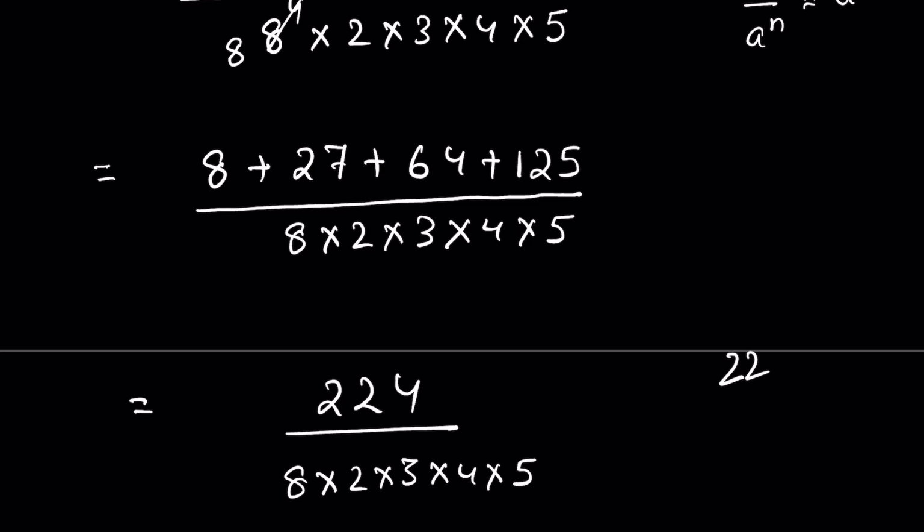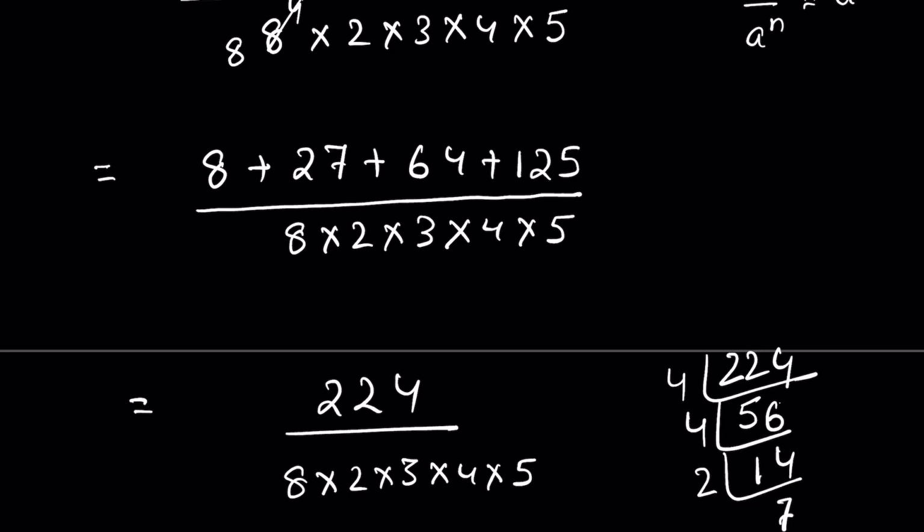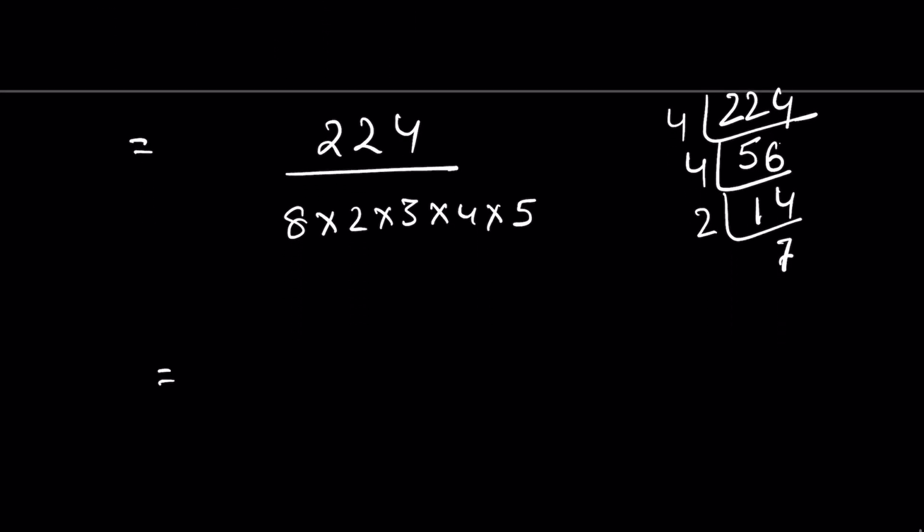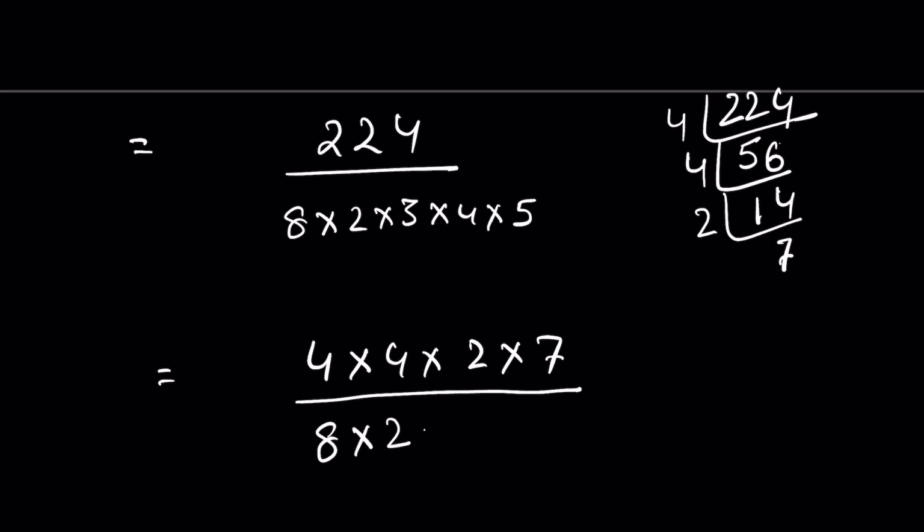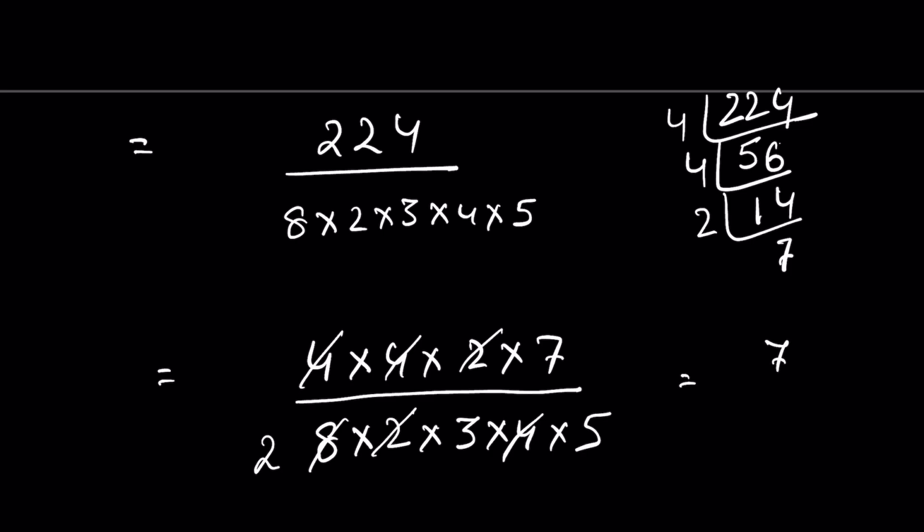Let's factorize 224. 4 times 5 is 20 and 4 times 6 is 24. Again 4. So 4 times 4 times 2 times 7, we can write 224. 4 times 4 times 2 times 7 upon 8 times 2 times 3 times 4 times 5. 2 and 2 here get cancelled. 4 and 4 cancelled. 4 times 2 is 8. So we have 7 upon 2 times 3 is 6 times 5 is 30. So 7 upon 30 is our answer.